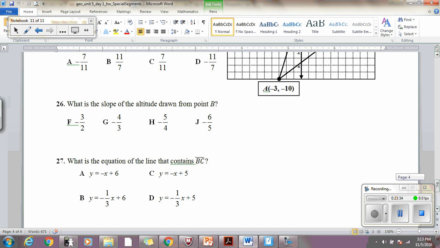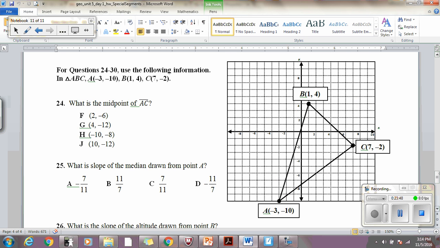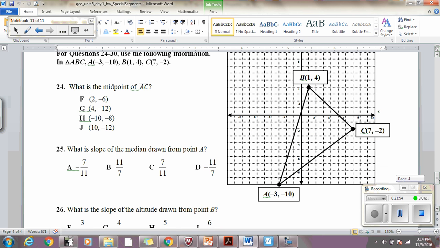27 says, what is the equation of a line that contains BC? So to write the equation for this line, I would need to know what the slope is. The slope of BC, did I find that one already? No, I didn't. So let's find the slope of BC first.